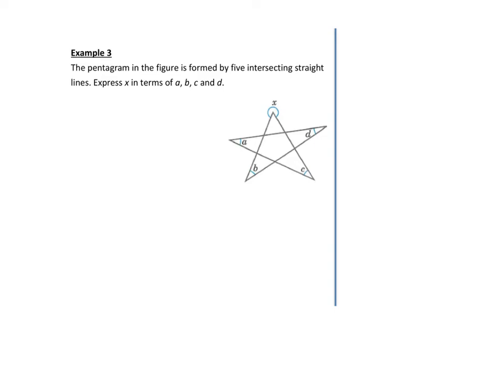Now we go to example 3 of chapter 8.1. Now we are also discussing the external angle of a triangle. For this question, we can see that there's a star-shaped pentagon in the figure, formed by 5 intersecting straight lines. Now we need to find x, that is, express x in terms of a, b, c, and d.